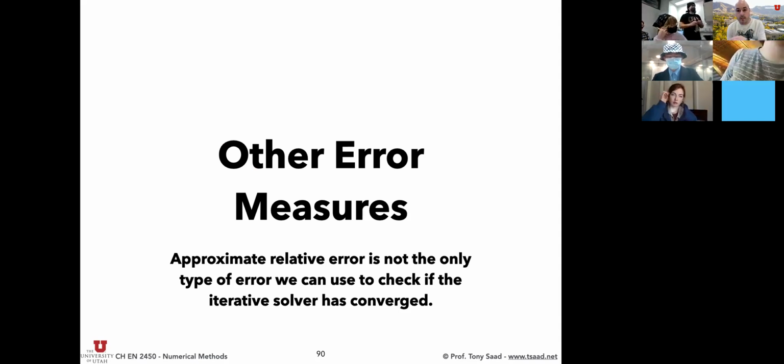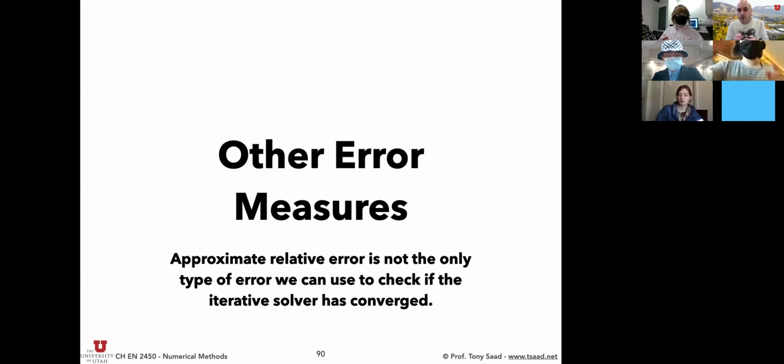We can do just the approximate error, xk plus 1 minus xk. Because what if your xk plus 1 is 0 and you have a 0 in the denominator? It might mess things up. So you don't have to do a relative one. You can just do an absolute one, xk plus 1 minus xk.